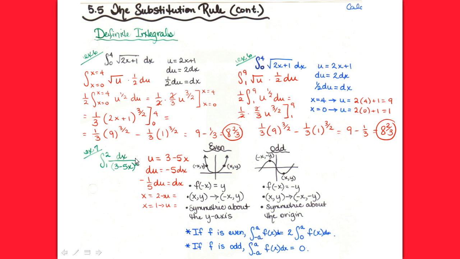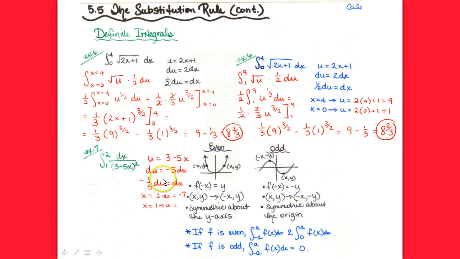I'm good. I've replaced my entire integrand with u's, so now I want to replace my limits of integration with u's. So I'm going to come down here and say, okay, I had x equals 2, so I want to know what u is equal to, and I had x equals 1, so I want to know what u is equal to. So if u is 3 minus 5x, then I'm going to go through and plug in 2, so 3 minus 5 times 2 would be 3 minus 10, so that would be negative 7.